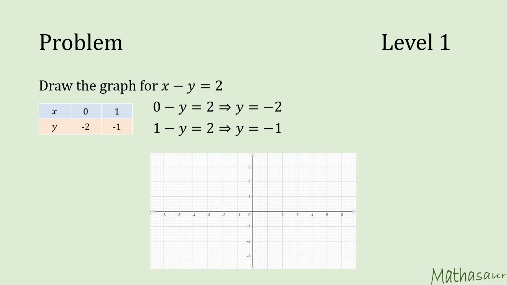Now let us try to draw these 2 points on the xy plane. We get 0, minus 2 somewhere on the y-axis. And we get 1, minus 1. Let us draw this line and label it as x minus y equals 2. Don't forget to put the 2 arrows on either end of your line.